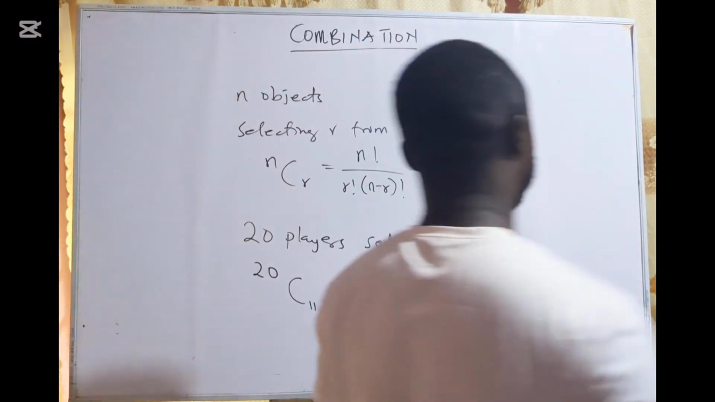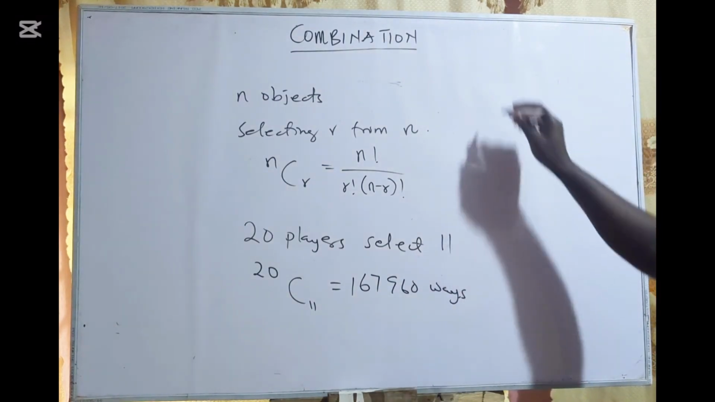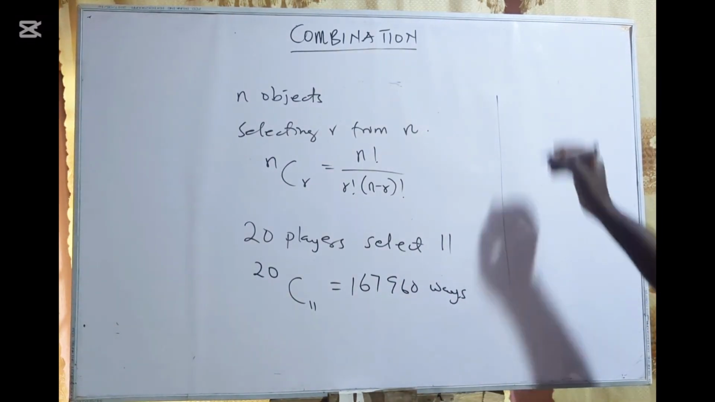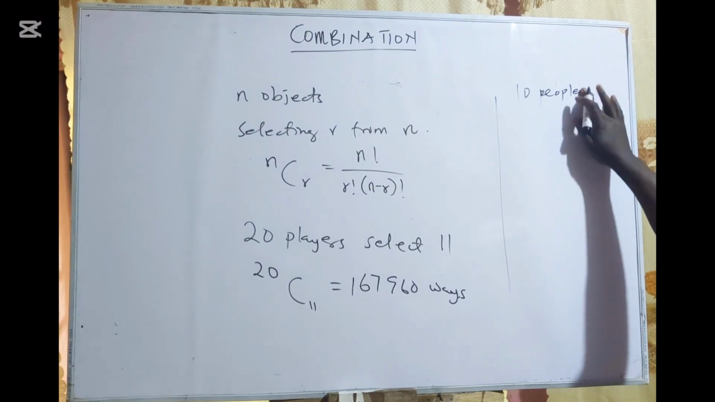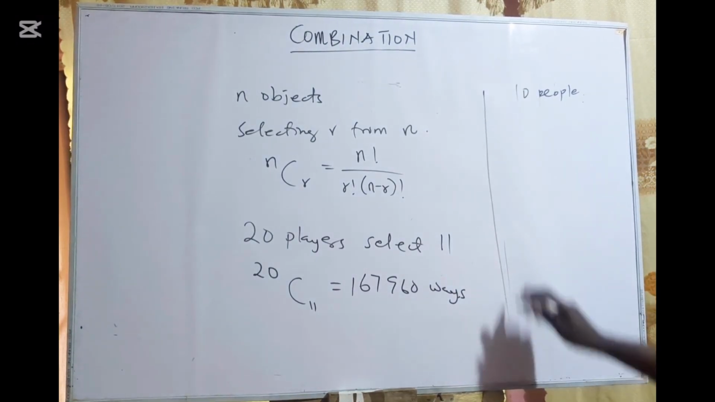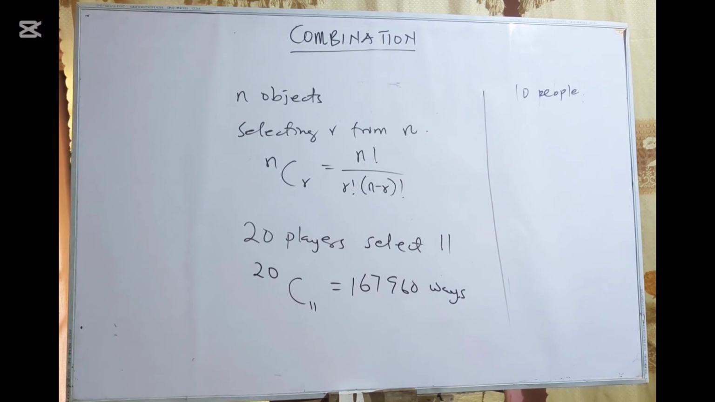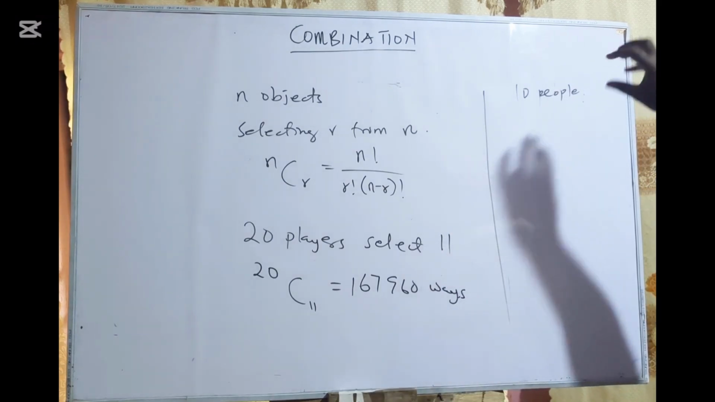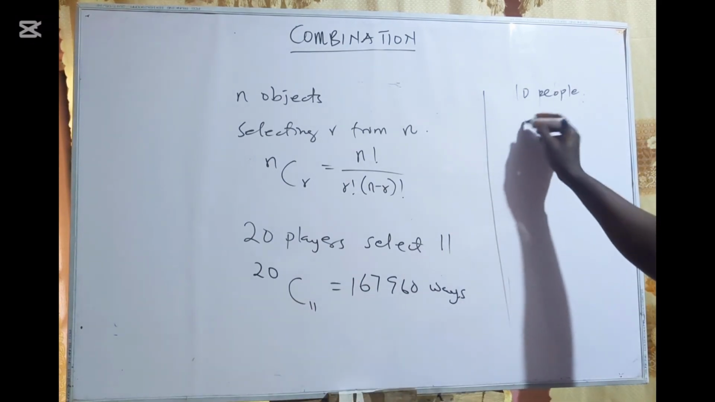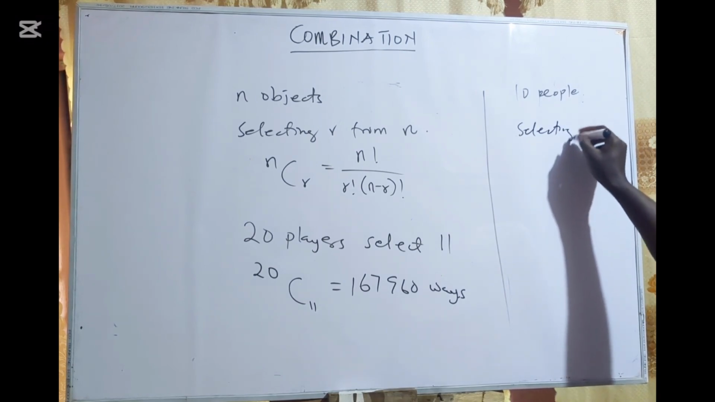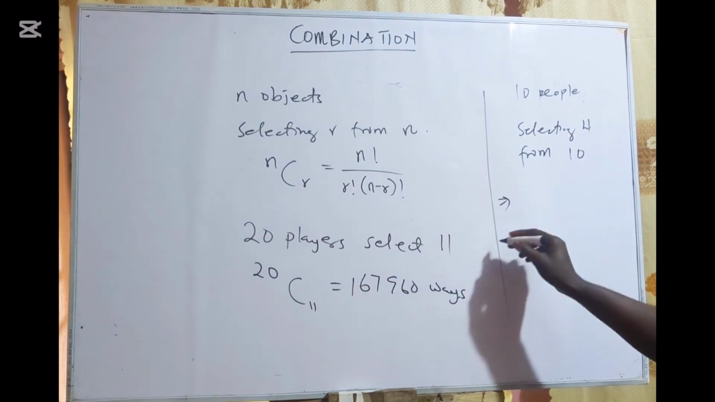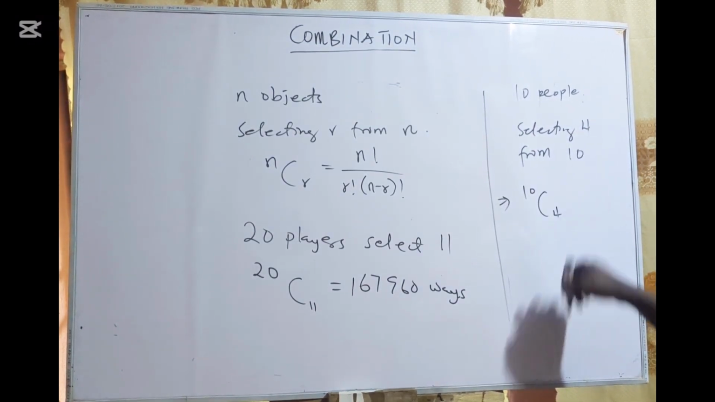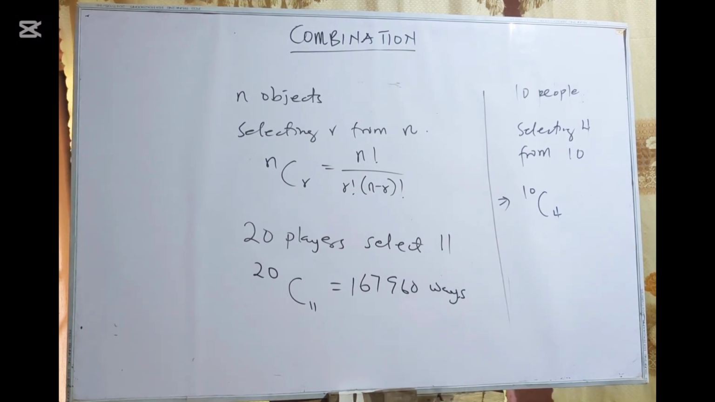It can even be a committee. With a committee, let's say I have 10 people and I want to form a committee of 4 people. I have 10 people to choose the 4 people from, so I'm selecting 4 from 10. That implies 10 combination 4.